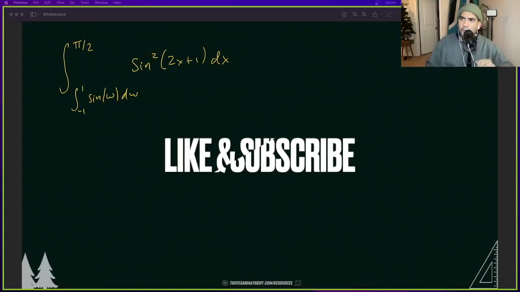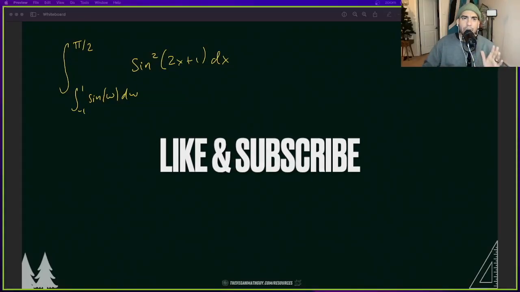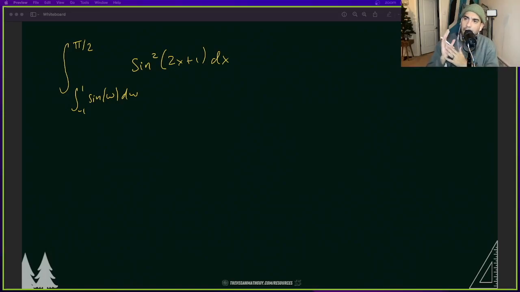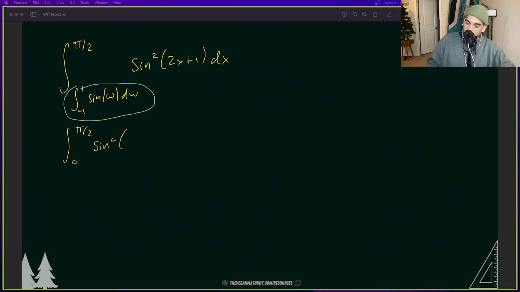So this one might seem a little complicated. It's actually quite simple once we know some trig identities and we simplify that integral that is a parameter. So the first parameter, this integral here from -1 to 1 of sine of w, all we have to do is recognize that sine of w is odd, and using the properties of integrals, this integral is going to be equal to 0. Now I can go ahead and rewrite my integral like this.